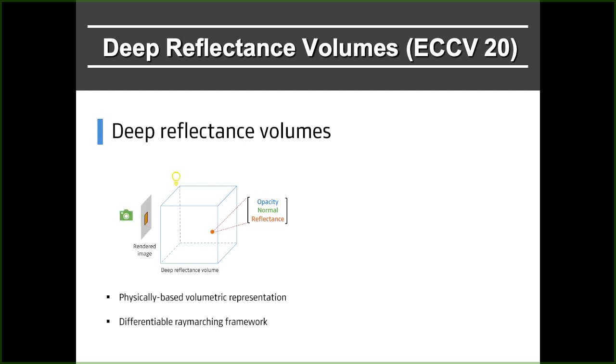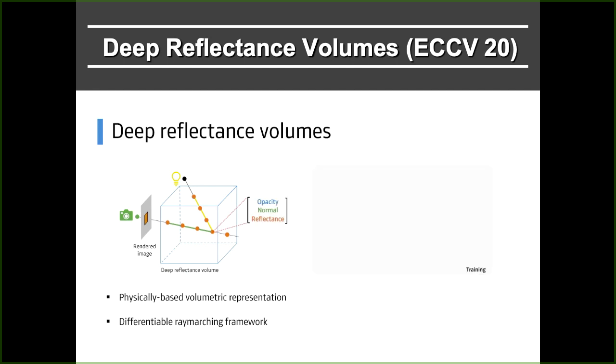We apply a differentiable ray marching framework to render images at arbitrary viewpoints and lighting. During rendering, we trace a ray toward each pixel and accumulate colors along the ray. For each sampled point along a ray, we calculate its color using its reflectance and light information.